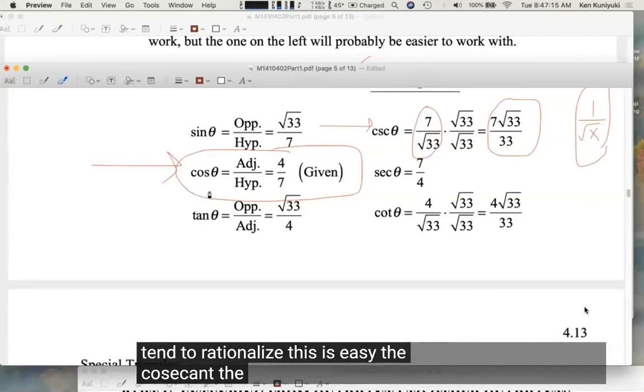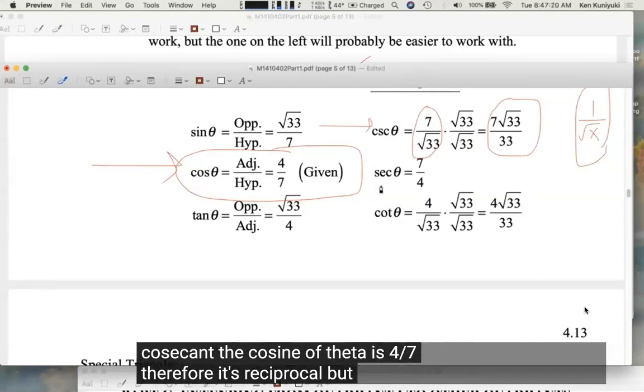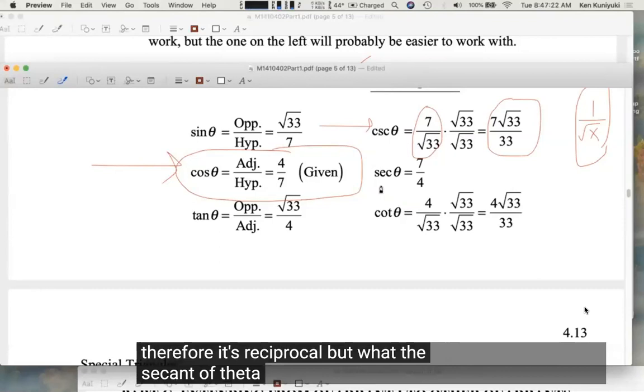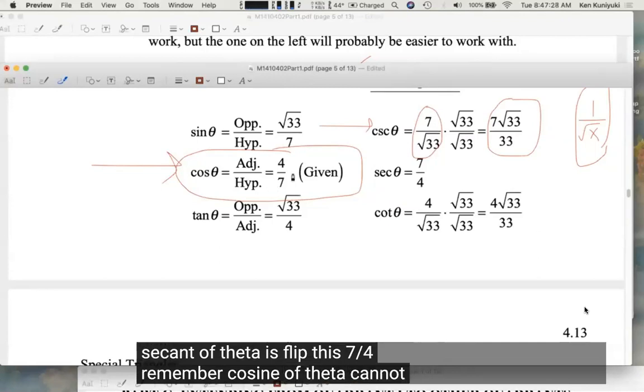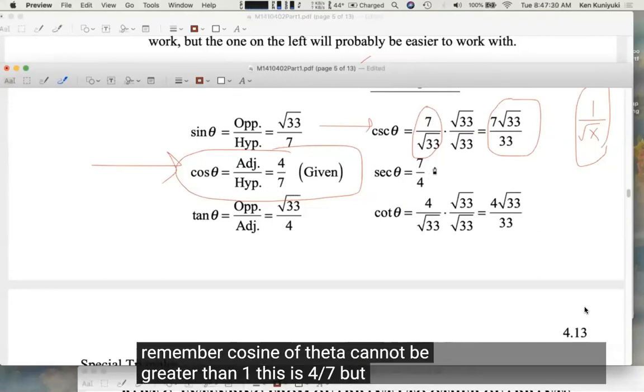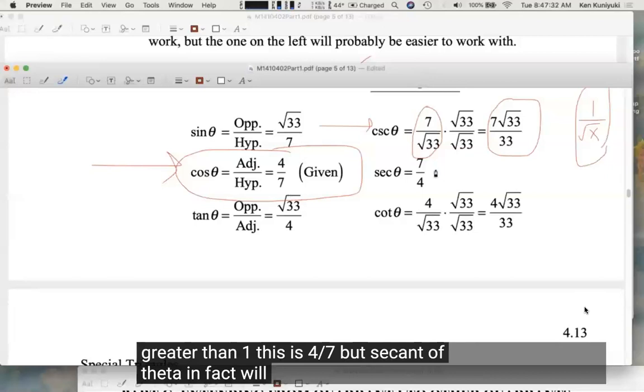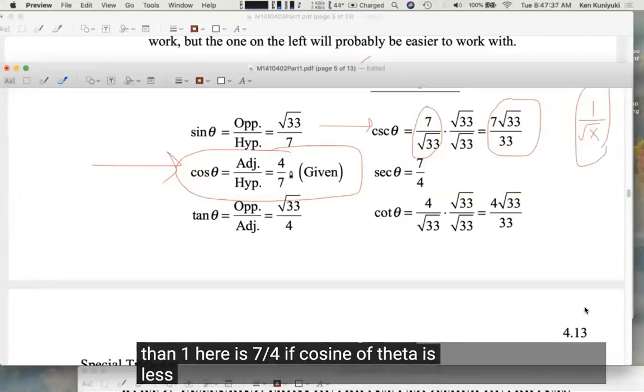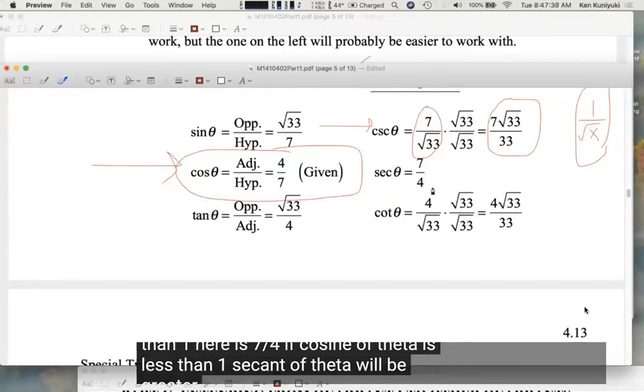The cosine of theta is 4/7. Therefore, its reciprocal, the what? The secant of theta is, flip this, 7/4. Remember, cosine of theta cannot be greater than 1. This is 4/7. But secant of theta, in fact, will tend to be greater than 1. Here, it's 7/4. If cosine of theta is less than 1, secant of theta will be greater than 1.